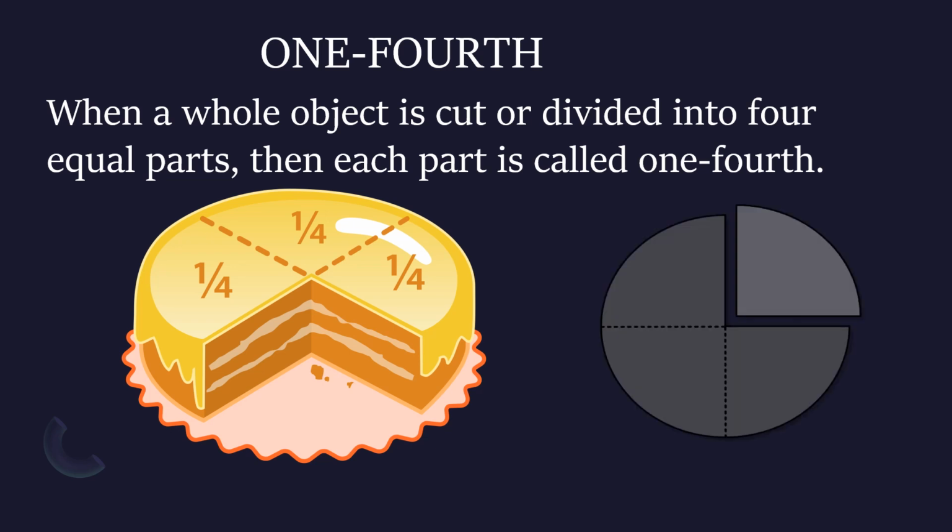Now let us see 1/4. The circle is divided into 4 equal parts. So each part is 1/4. So it is written as 1/4.